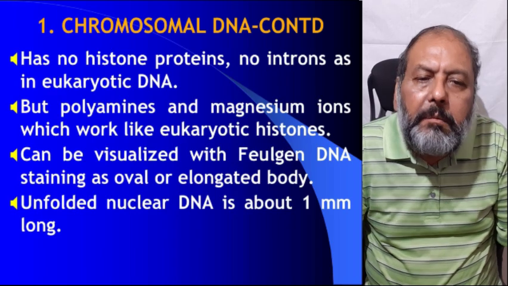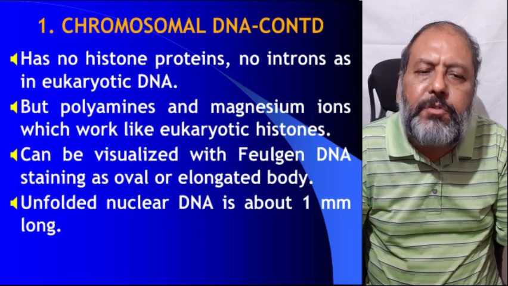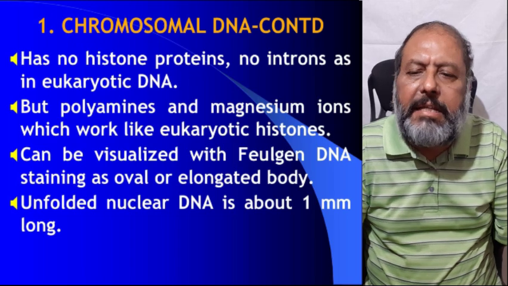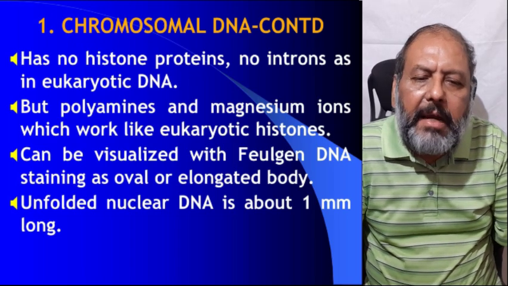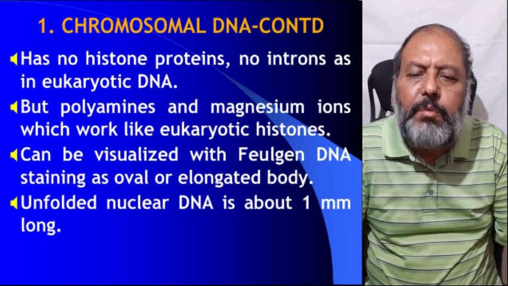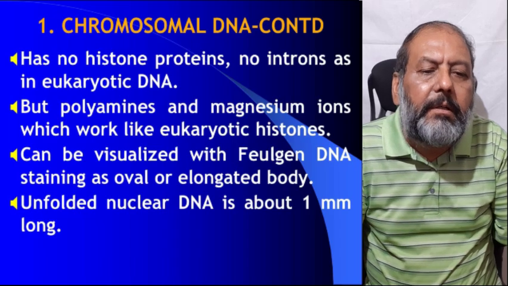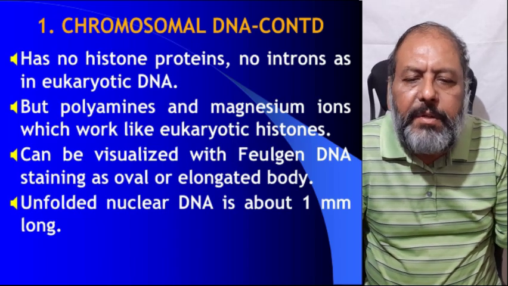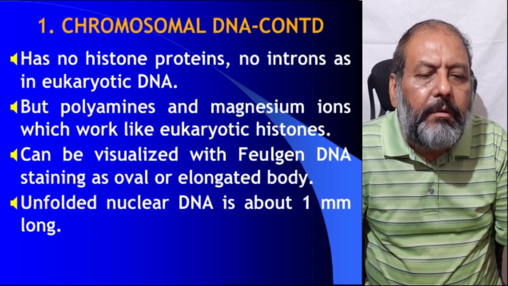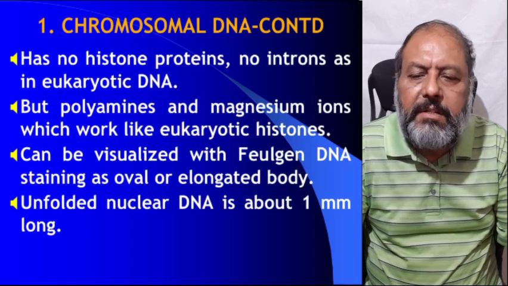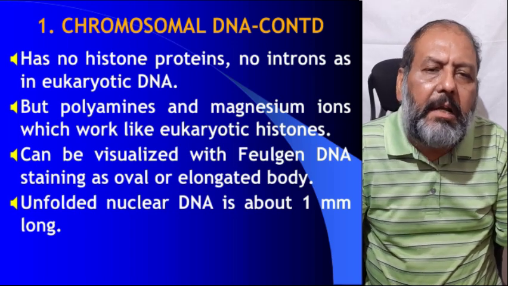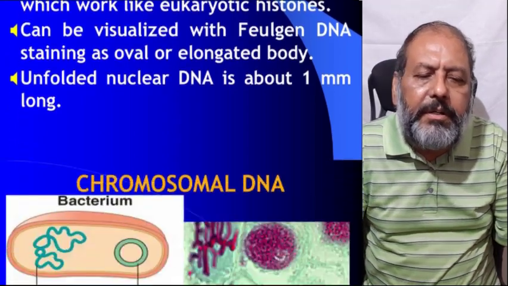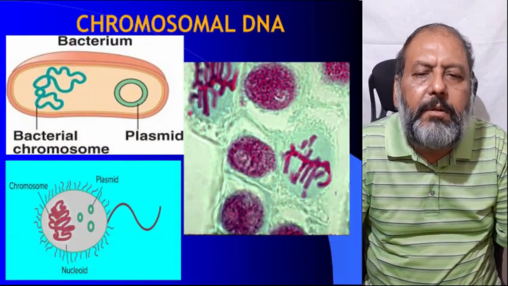Chromosomal DNA has no histone proteins and no introns as in eukaryotic DNA, but polyamines and magnesium ions work like eukaryotic histones here in bacteria. This can be realized with fusion DNA staining as an oval or elongated body in the bacteria. Unfolded nuclear DNA is about 1 millimeter long.